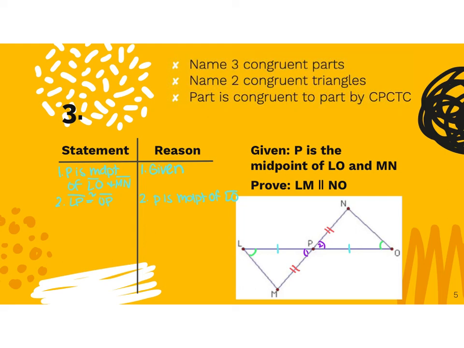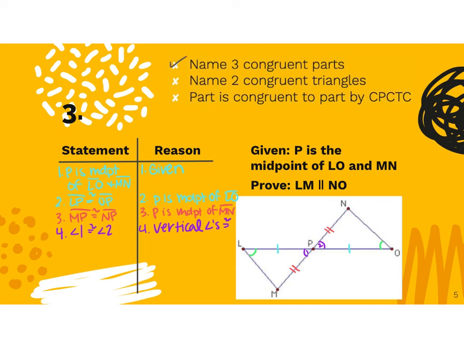Similarly, we can say that MP is congruent to NP, either by definition of a midpoint, or P is midpoint of MN. Next, I want to talk about my third congruent part, which is my vertical angles. So angle 1 is congruent to angle 2, and this is by vertical angles that are congruent.